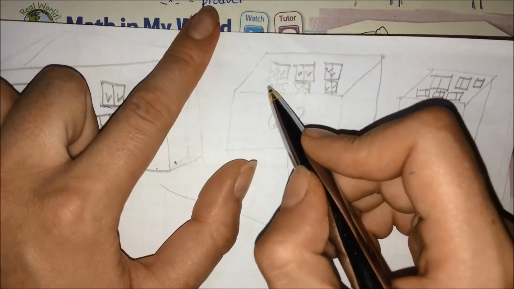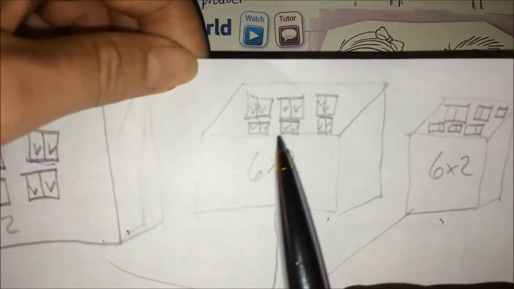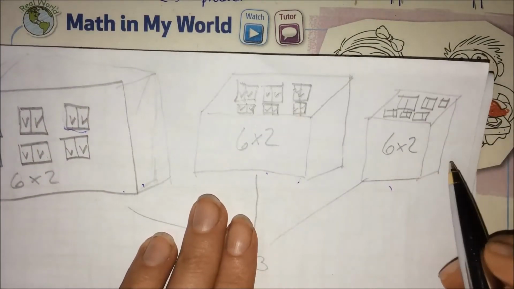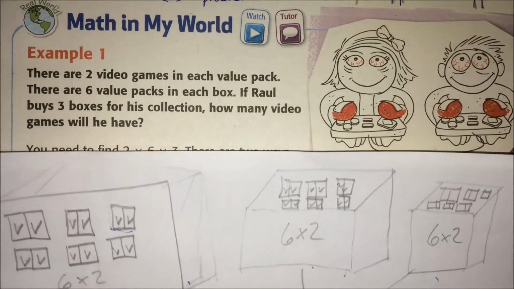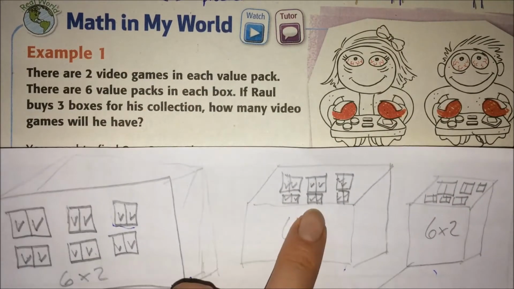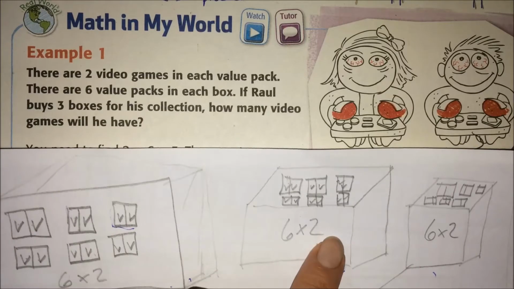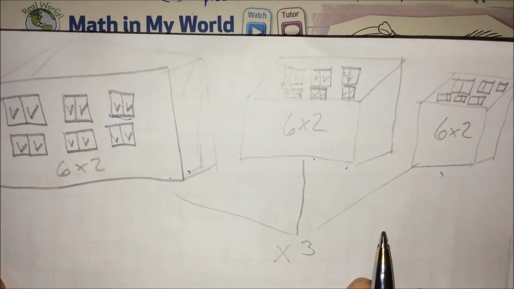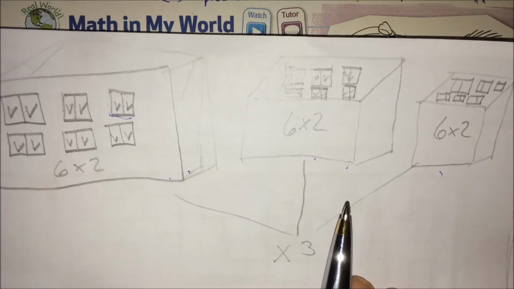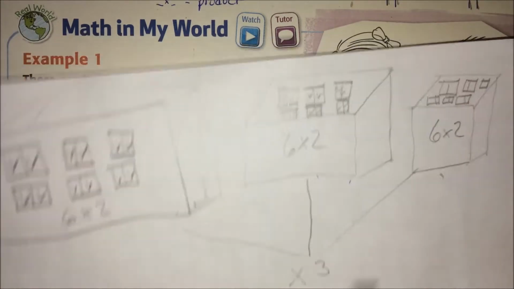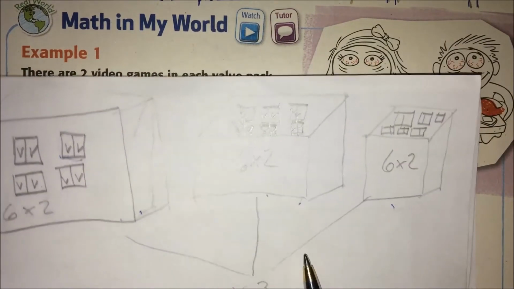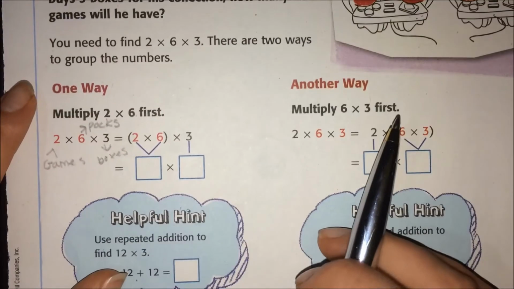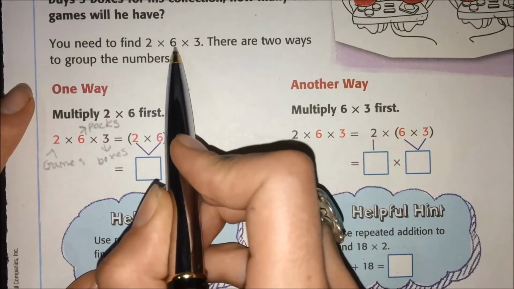So you can see in here, here's my little value pack. In each box, there's 6, just like the problem. 2 video games in each pack, 6 packs in a box, 3 boxes. You can always draw your math out if it helps you visualize. If you find that you are getting lost in word problems, take the time and draw a picture. So you need to find 2 times 3 times 6.